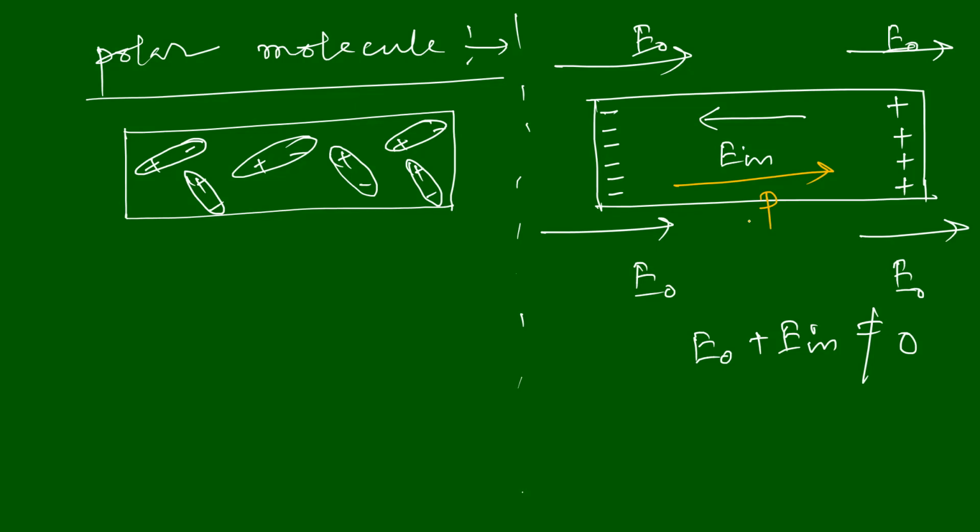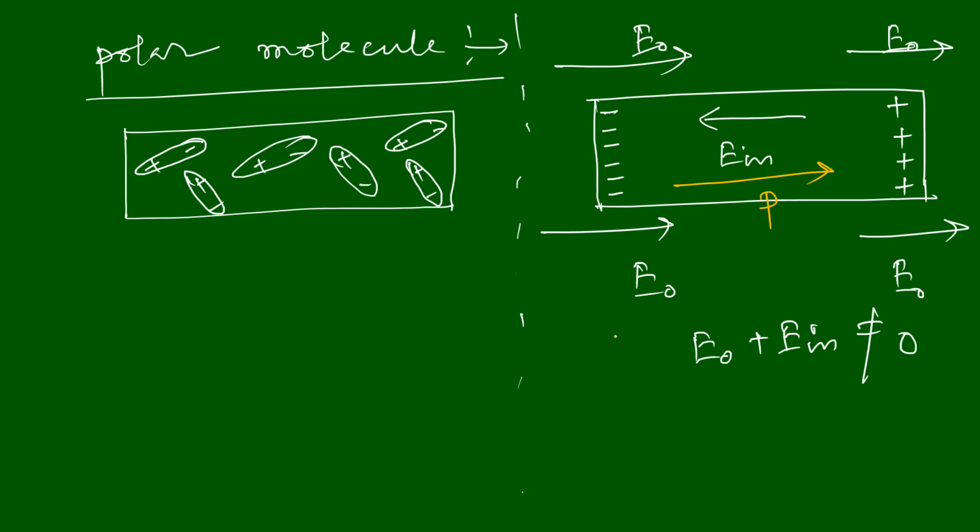The net dipole moment per unit volume is known as polarization. Why is the polarization happening? Because you are placing that dielectric slab in the electric field. That's why the arrangement happens and you get some polarization.